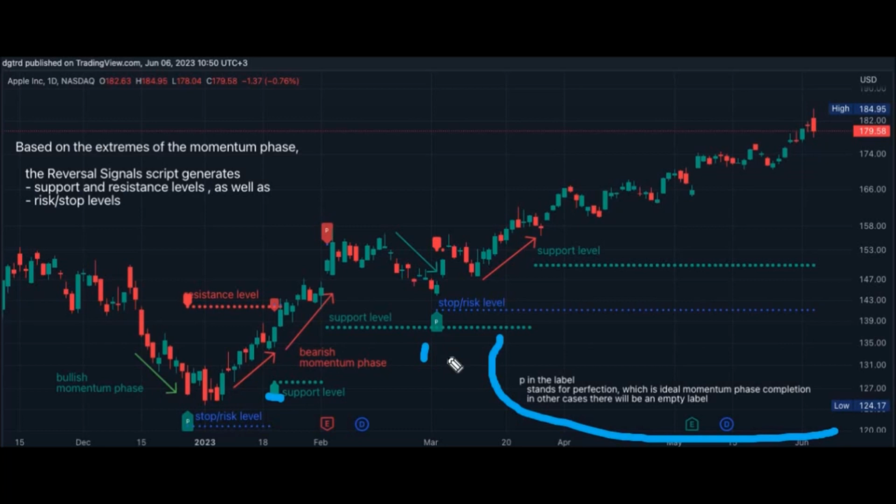Exhaustion, which is ideal momentum phase completion. So that is what you're really supposed to understand. On those P levels, you're just going to see maybe in red, and also these levels you will see right here, they have a meaning. Okay, so guys, I hope you've really understood about extremes based on momentum phase.